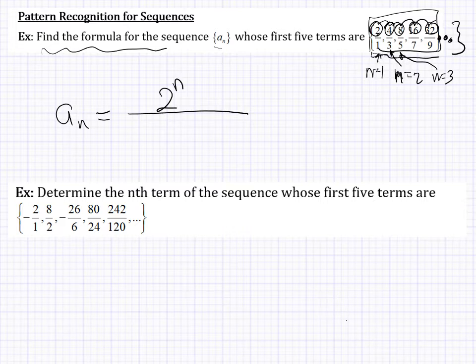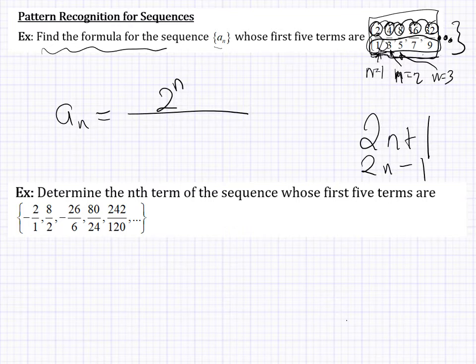Now the denominators are consecutive odd numbers. So you can always write an odd number as an even number plus 1. An even number is a multiple of 2, so an even number plus 1 would look like that. You could also do an odd number as an even number minus 1. That'll always get you to an odd number. The question is which one of these would give us 1, 3, 5, 7, 9.